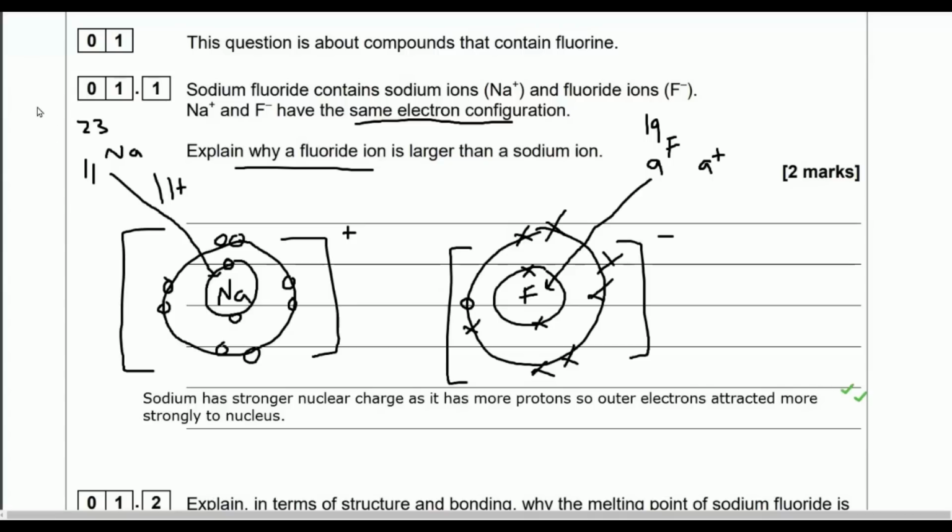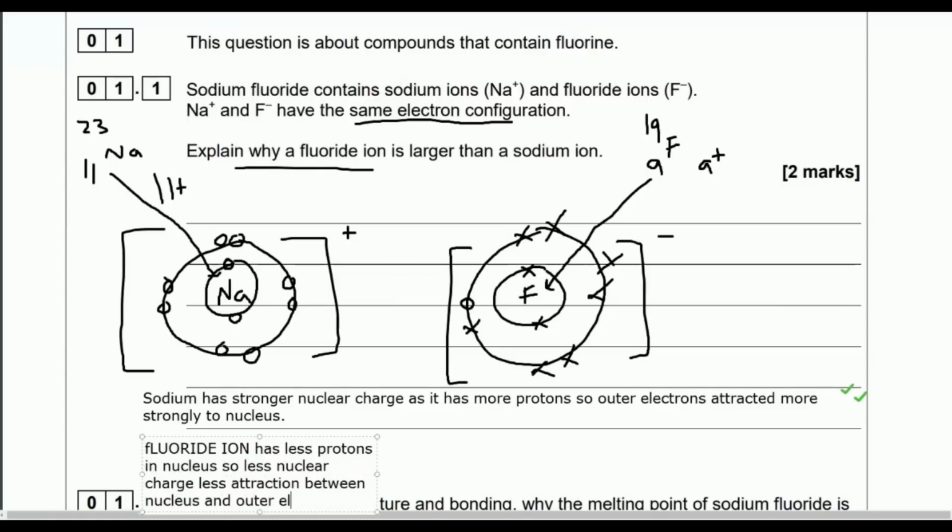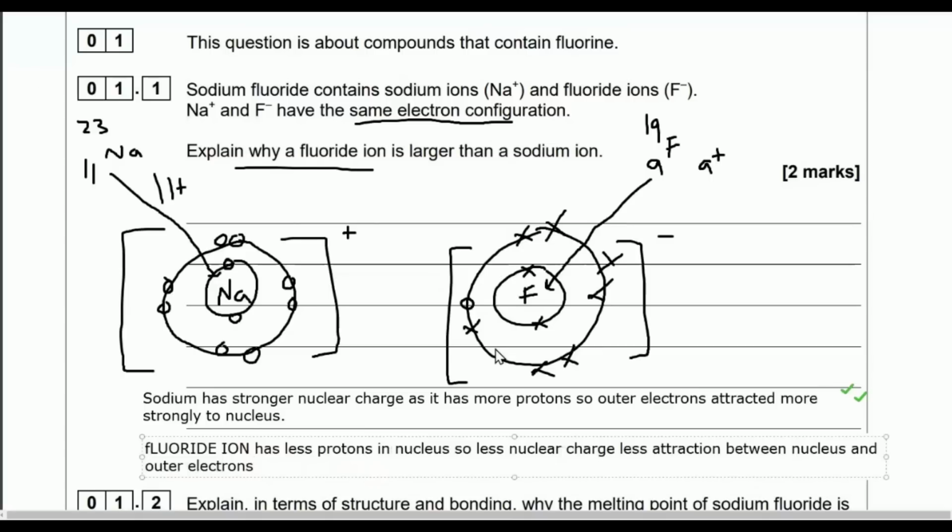Now, you can answer this in terms of sodium, but the question does specifically say explain why a fluoride ion is larger, so you might want to use this second sentence as your answer. Both are worth 2 marks, but this is more the mark scheme one, which focuses on the fluoride ion and says it has fewer protons, so less nuclear charge, less attraction between the nucleus and the outer shell electrons. And there we go. Let's get on to 1.2.